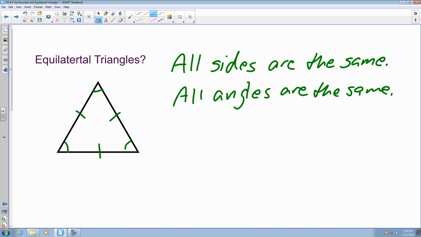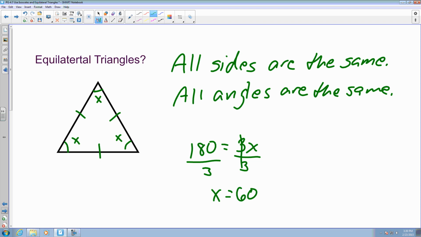Well, because we know that the interior angles of a triangle sum to 180 degrees, and let's say that this is x, and this is x, so 3x would be the value of the interior angles. Dividing everything by 3, x is going to equal 60. So it doesn't matter about the side lengths of an equilateral triangle. They could be 5 inches, they could be 25 feet, they could be 8 miles long. As long as you know that they're equilateral triangles, they're always going to be 60 degrees. Okay?